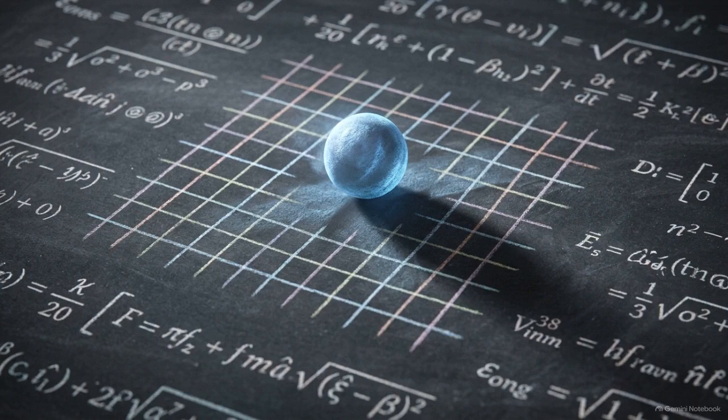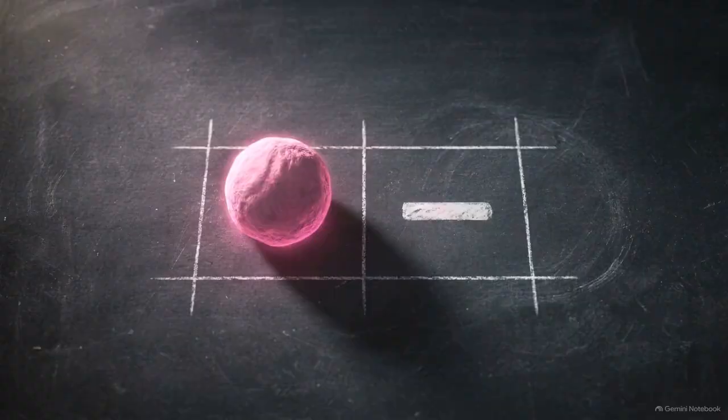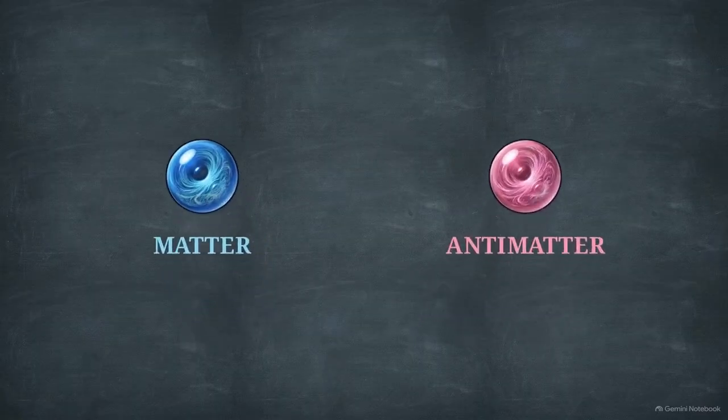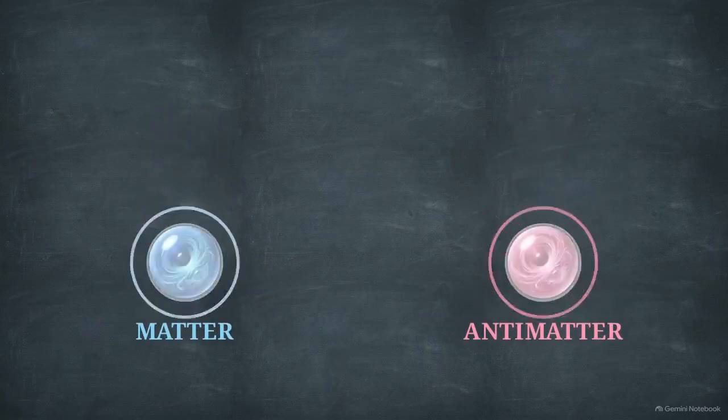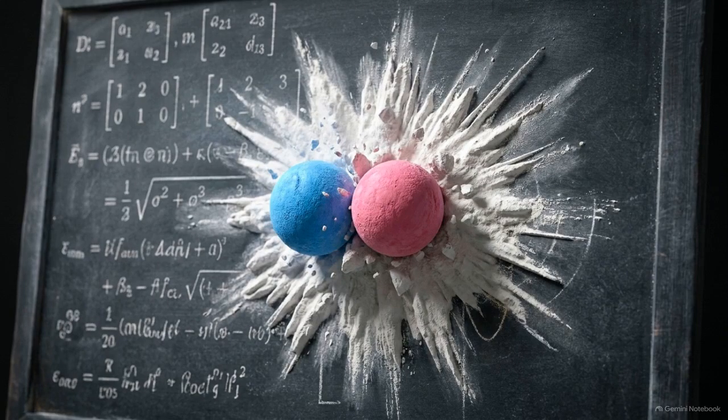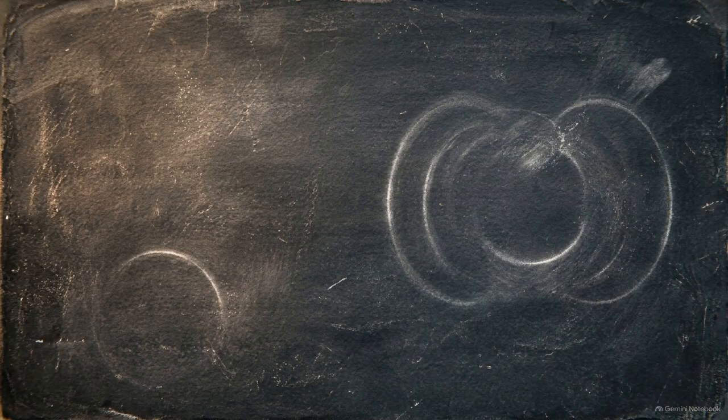The principle of CPT symmetry dictates a strict rule for the universe. If you reverse a particle's charge, invert its parity, and reverse its time, the resulting antimatter must behave exactly identically to normal matter. The physical reality of the universe, however, tells a different story. Because matter and antimatter annihilate upon contact, a universe created with perfectly equal amounts of both should be entirely empty, filled with nothing but light.